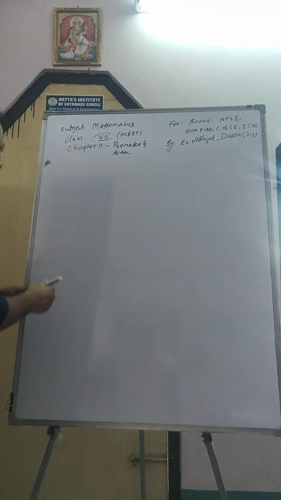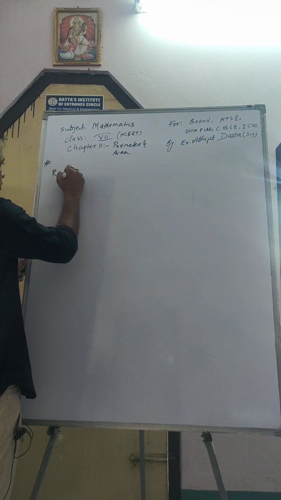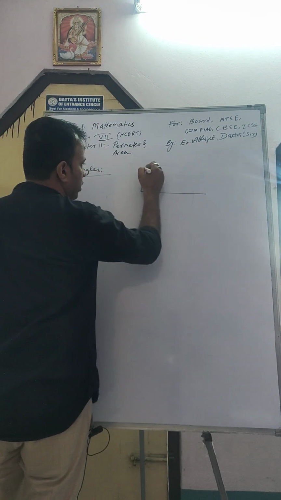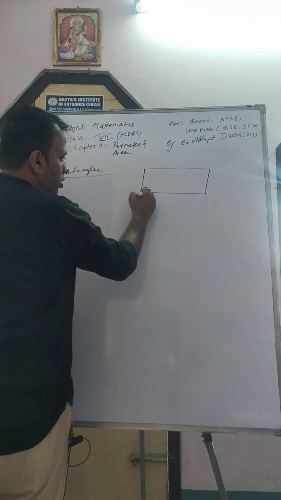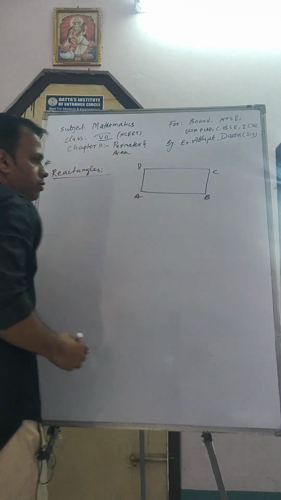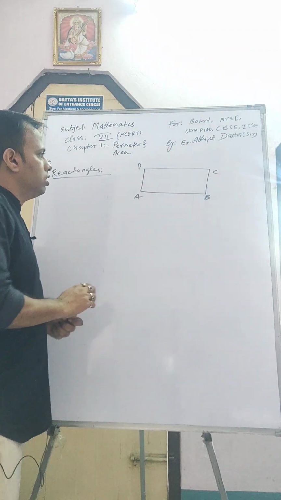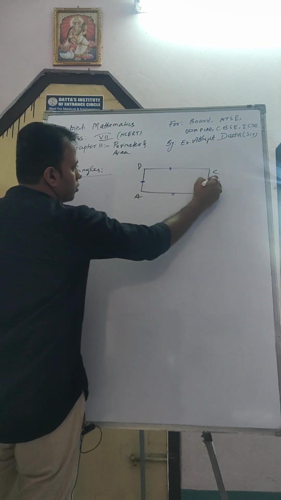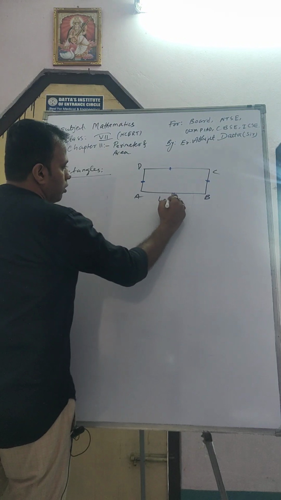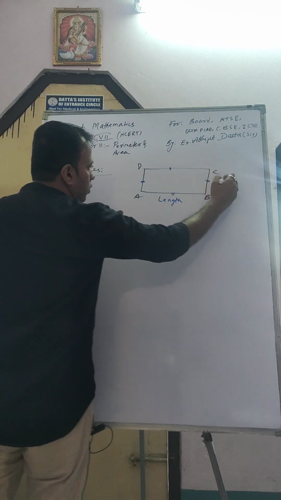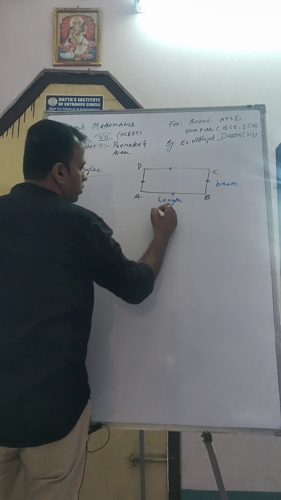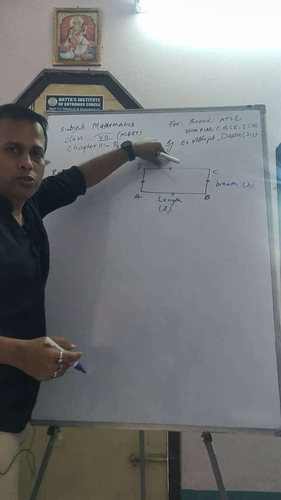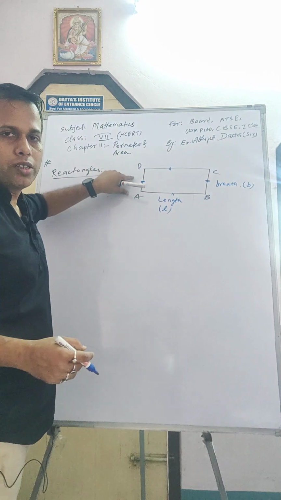Now we will learn about rectangles. First of all we try to draw the rectangle. A rectangle is also a quadrilateral. Quadrilateral means which has 4 arms. Now in rectangles opposite sides are equal. This one and this one will be equal. This will be called length, and the smaller side is called breadth. So length is suppose L and this one is breadth. If this one is length, then this is also length. If this one is breadth, this is also breadth. Opposite sides are equal.